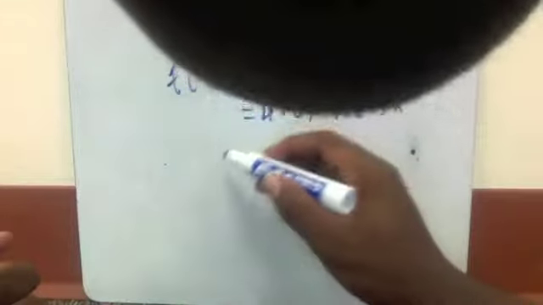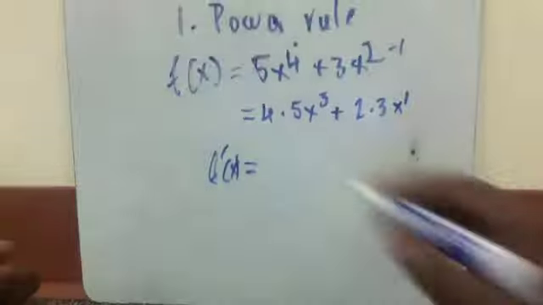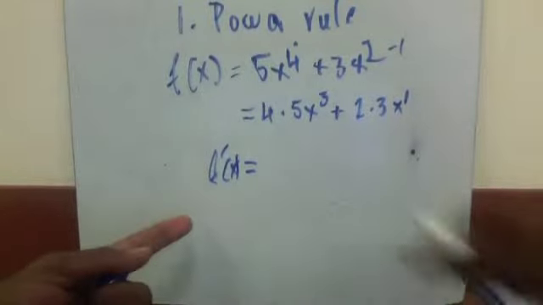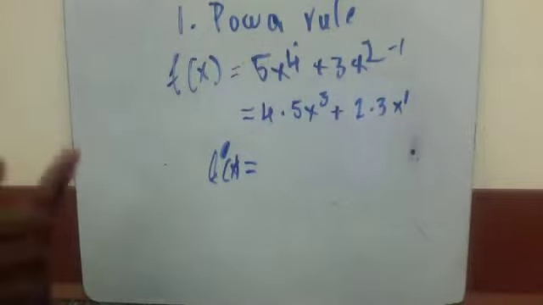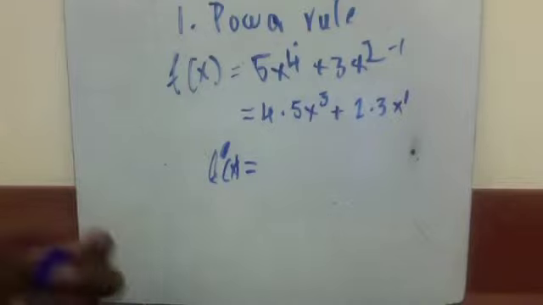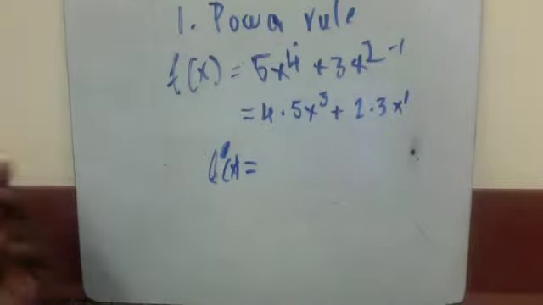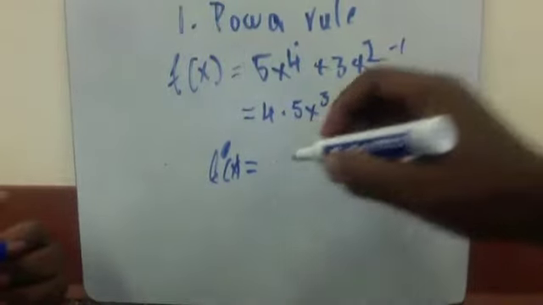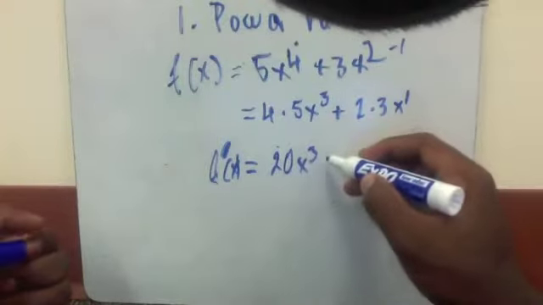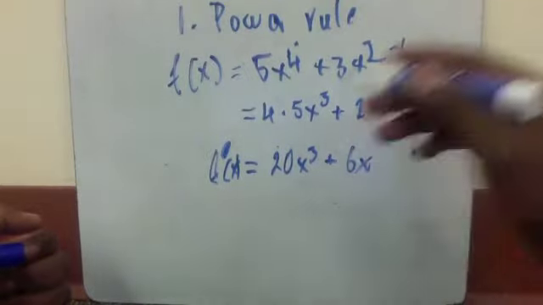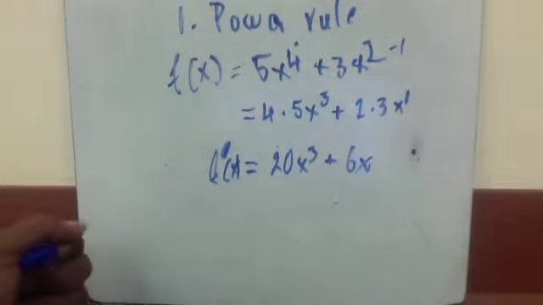So the derivative of f of x then becomes, and this little apostrophe here means derivative. The more apostrophes you have, the more derivatives you're taking. A double apostrophe means the second derivative of f of x, and triple apostrophes mean the third derivative of f of x. So f prime of x would be equal to 20x cubed plus 6x. And that's your derivative.